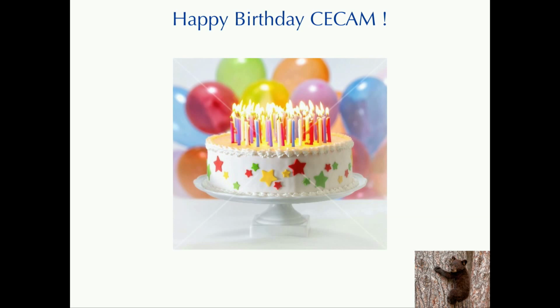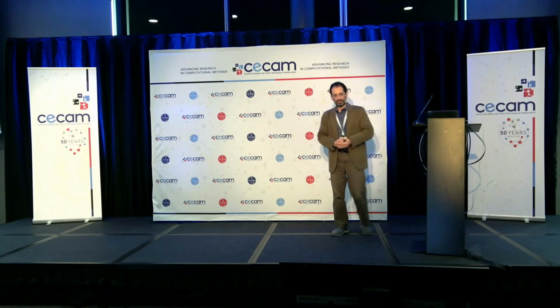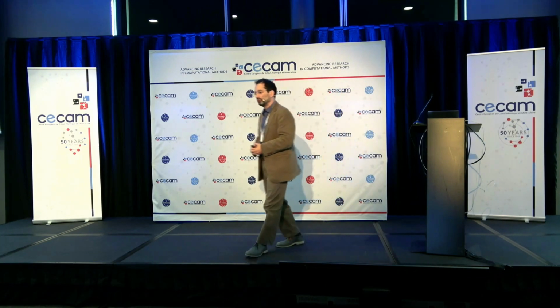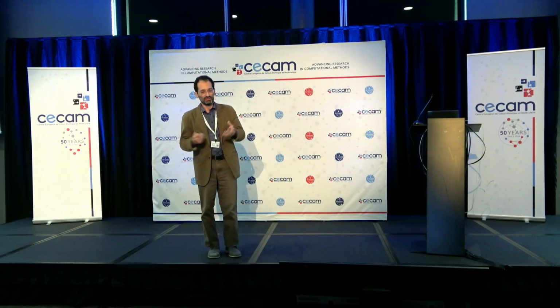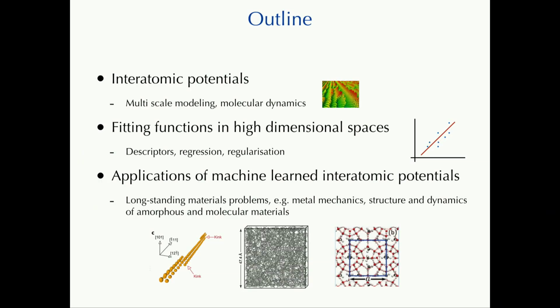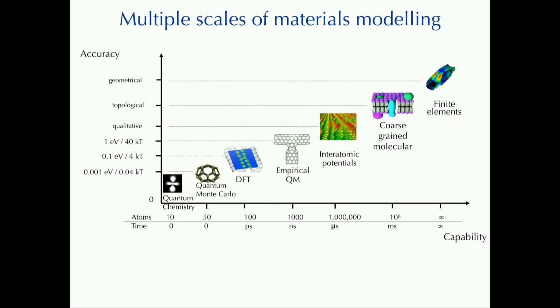So here's the outline. I'm going to tell you about the use of machine learning to advance the state of interatomic potentials and simulations. So first, I'll tell you a little bit about my thoughts about multi-scale modeling and molecular dynamics, and then a few thoughts on fitting functions in high-dimensional spaces, descriptors, regression, regularization, and then I'll spend about the last third of the talk telling you about a few applications, just so you get the feel for what are the current capabilities.